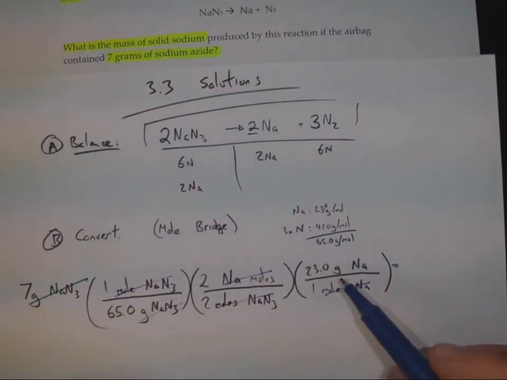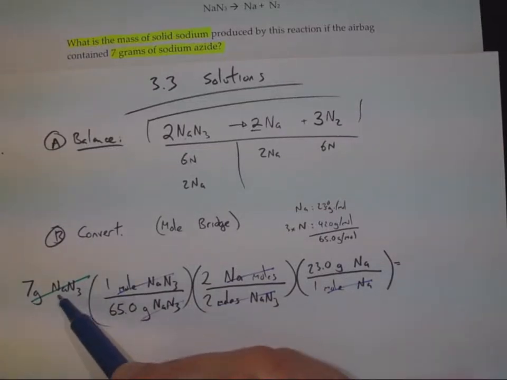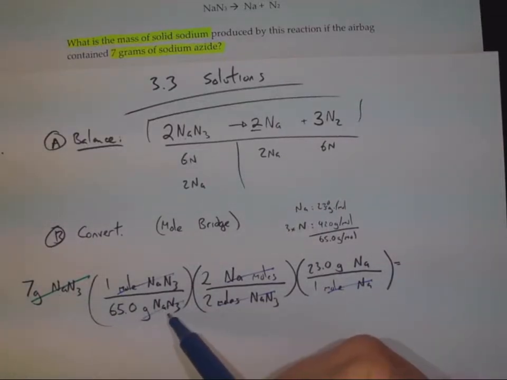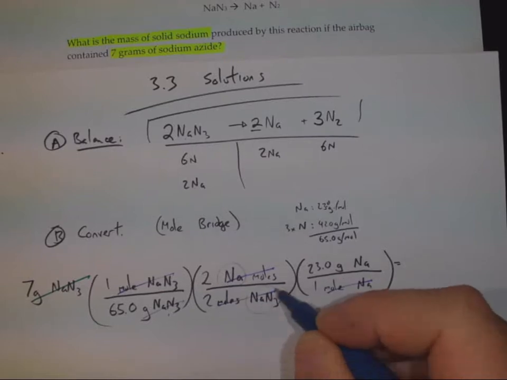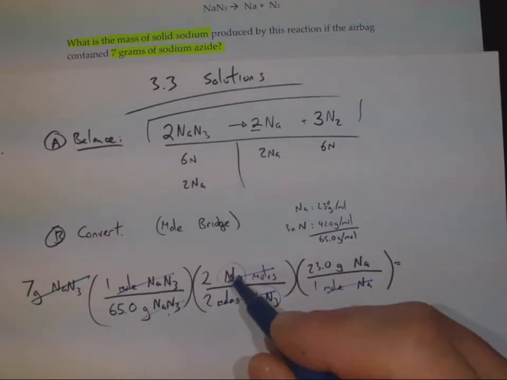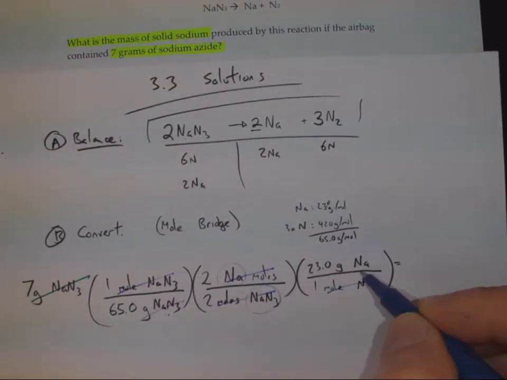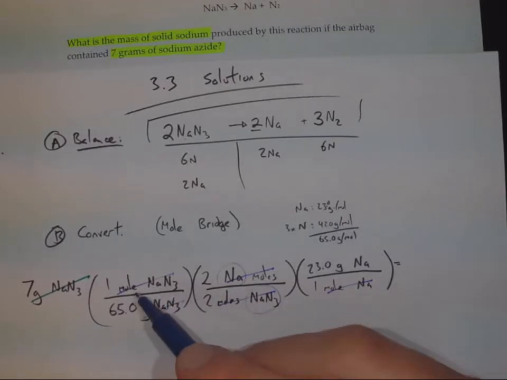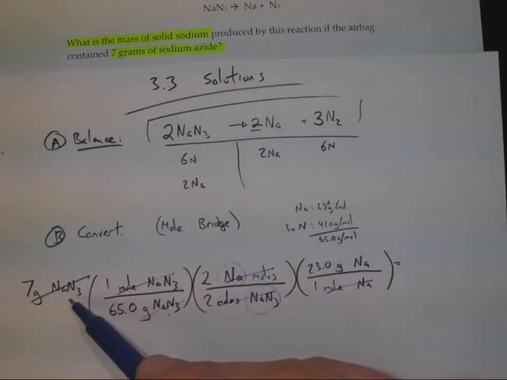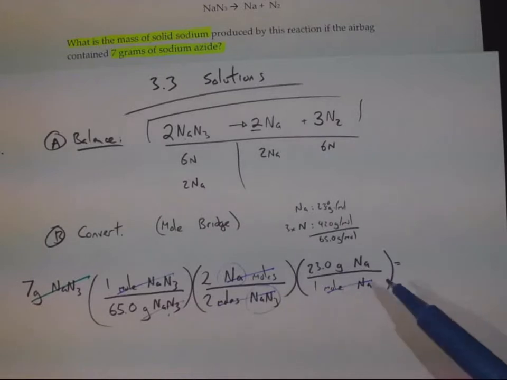Now, notice what I've done here is I've been including the name of the substance that we're using. And that's important because the name changes. We're talking about a different substance after this step. And so this helps us keep track of what information pertains to sodium azide and what information pertains to sodium.